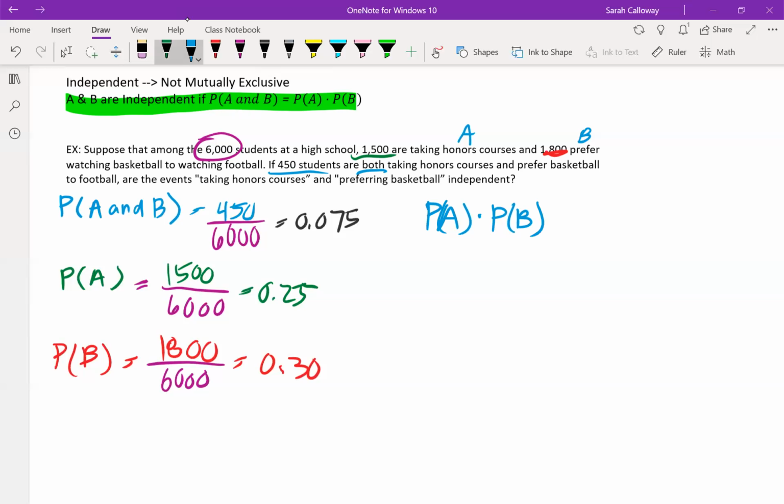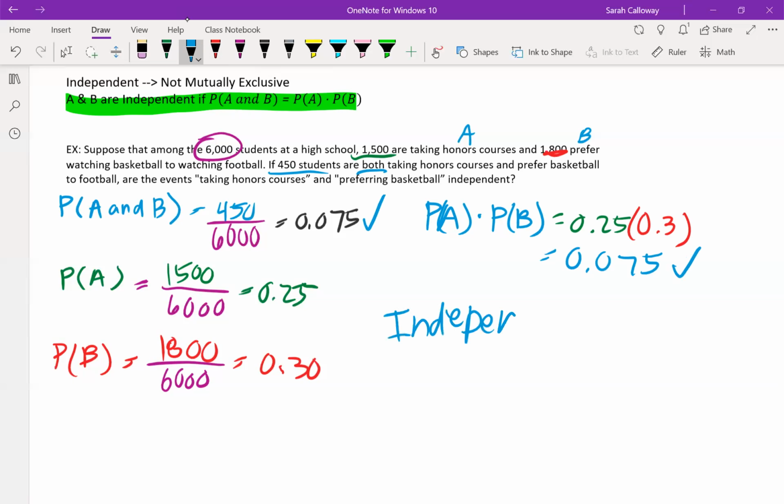So if I multiply 0.25 times 0.3, do I get 0.075? And I do. So what this means is that these events are independent. And they're independent because the probability of A and B is equal to the probability of A times the probability of B.